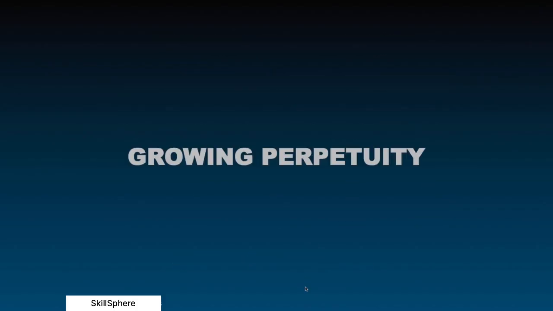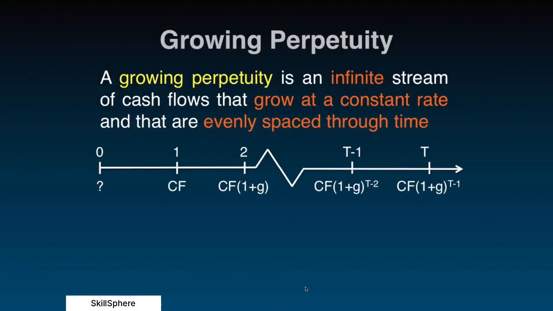And the perpetuity's cousin, a growing perpetuity, is just that. It's an infinite stream of cash flow that grows at a constant rate, G, and that are evenly spaced out through time. So here's a visual representation. Here's our timeline of a growing perpetuity. What's an example of a growing perpetuity in practice? Well, dividend streams are much like a growing perpetuity. They're a useful approximation. Don't take it literally. Companies don't last forever, but we can treat them as such because there is no finite end date to most companies, absent some event such as a bankruptcy or an acquisition or a takeover, something like that.